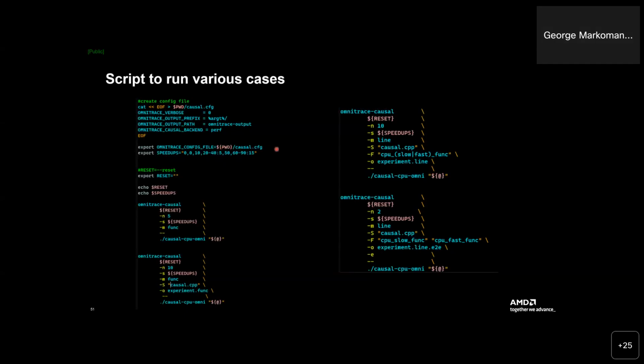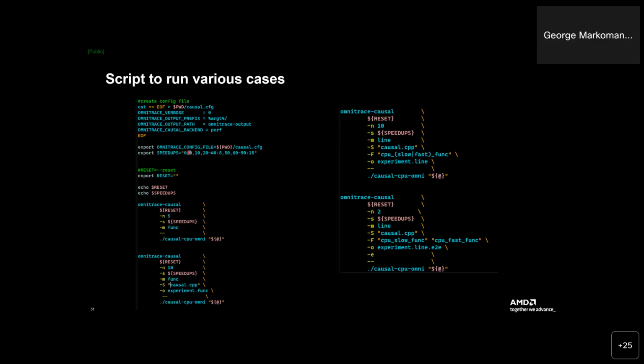Then I define speedups. How much speedup do I want for my code compared with the other threads? 0 means nothing. 20 to 40 by 5 means 20, 25, 30, 35, 40. Then 50, 60 to 90, 70. So this way I define various speedups.